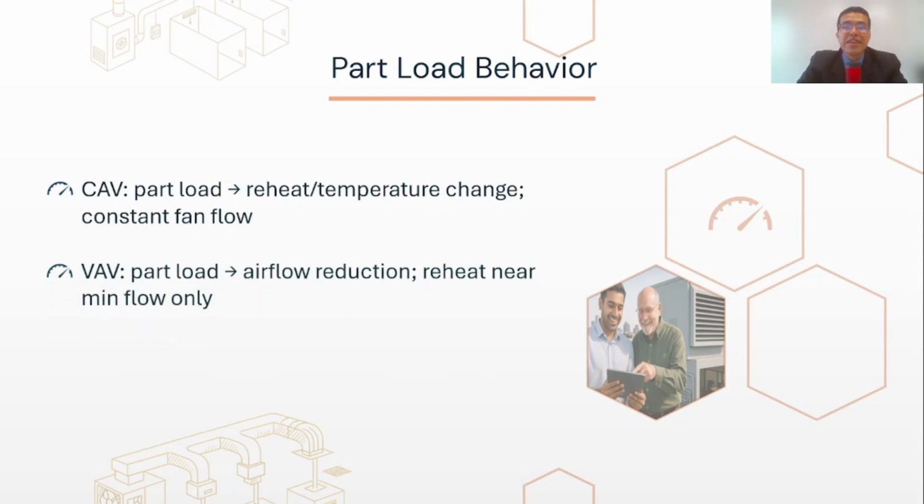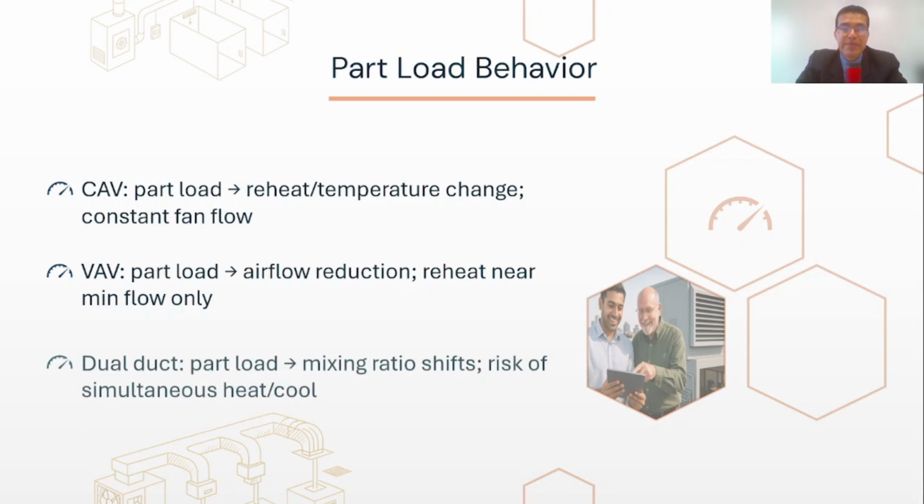Then we have VAV systems that are designed to be more efficient at part load. They reduce the fan airflow in direct proportion to the reduction in heating or cooling demand. By lowering the fan speed, they save significant energy. They only use reheat when the airflow is at its minimum to provide final temperature control.